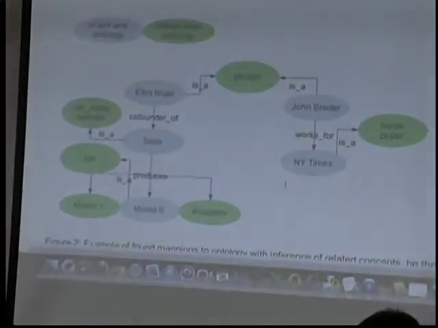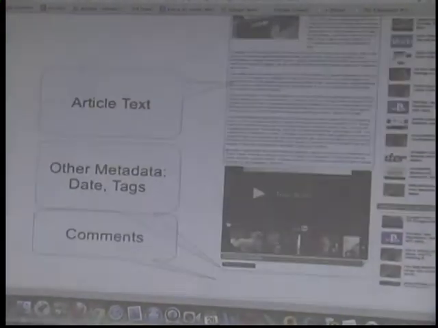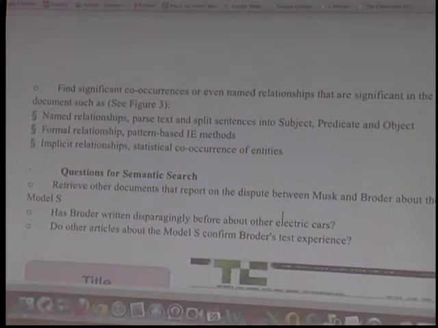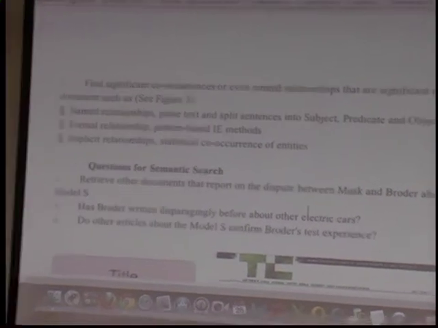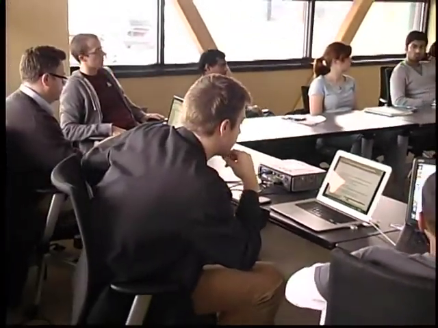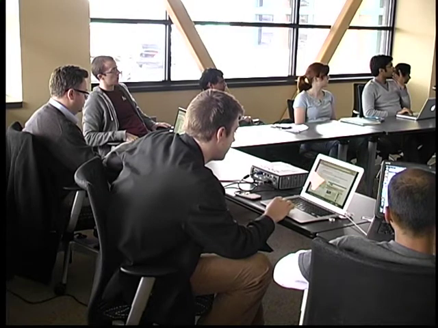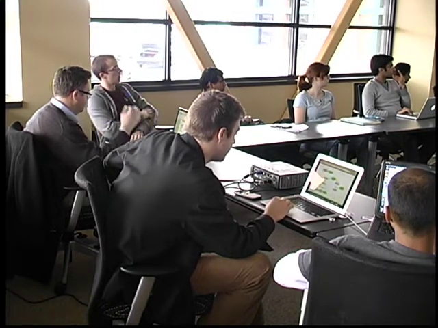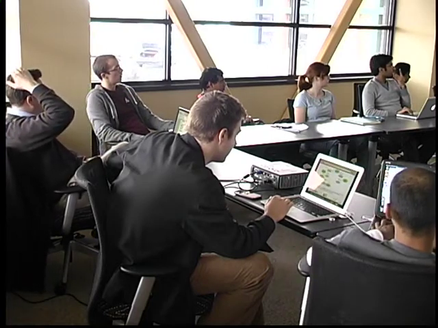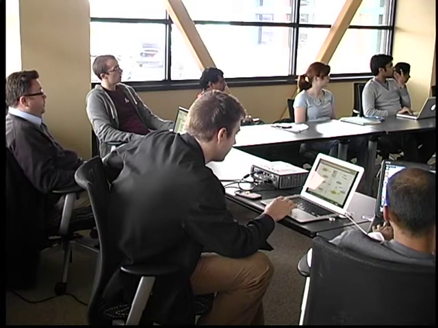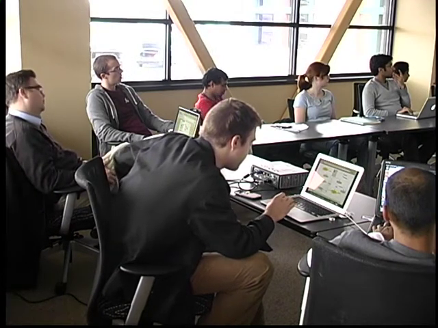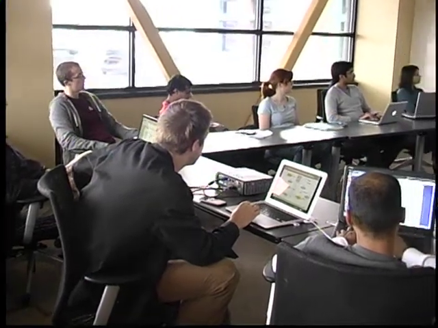I mean, granted, this is probably just a subset of the information that you would need, and it's just an example of the types of relationships that would be mapped. However, let's try to reconcile some of these questions with this model that was drawn with figures. So, retrieving other documents that reported on the dispute between Musk and Broder about the Model S. Okay, and this is the information that was extracted. So there is no mention of how he extracted the information on disputes and Model S.